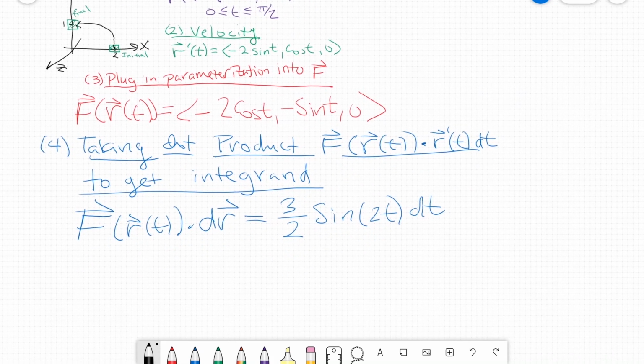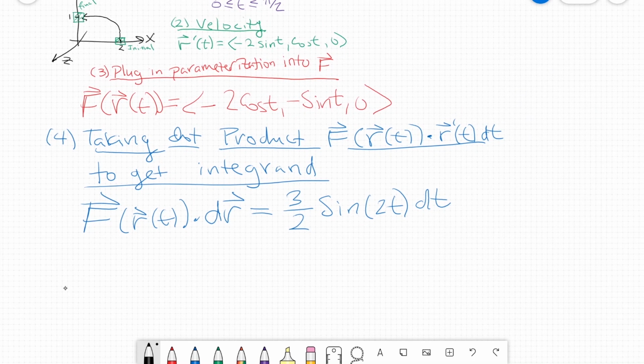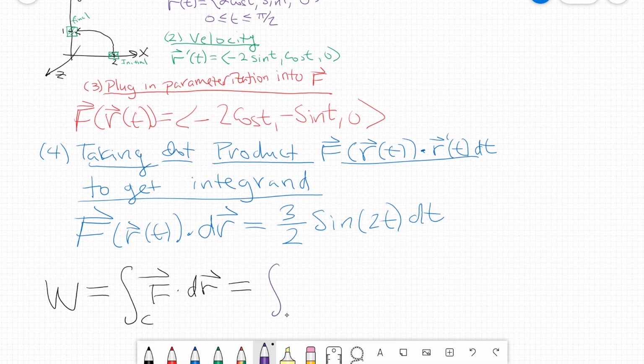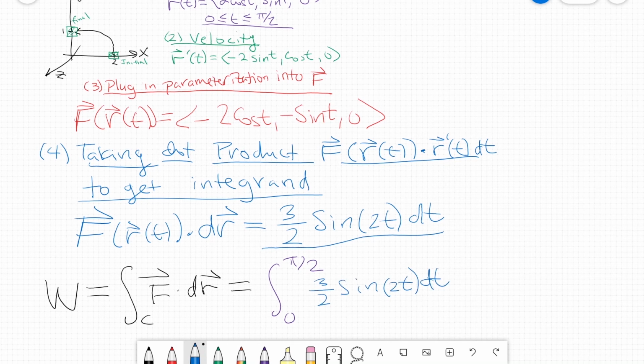So going back to our formula for the work, we have that work is equal to this vector line integral over our curve. We'll get the bounds of our integral from the bounds of our parameterization. We'll get our integrand from the dot product, and we'll compute this simple Calc 2 integral now.